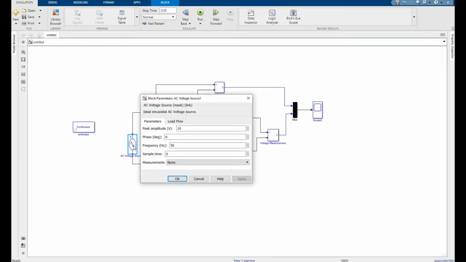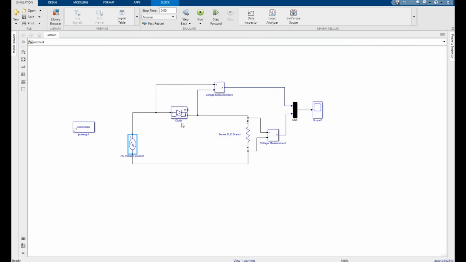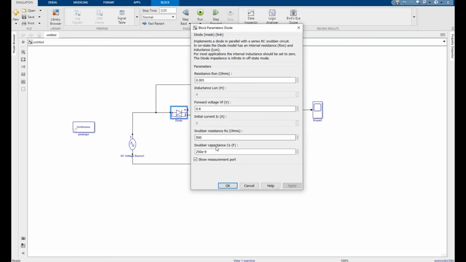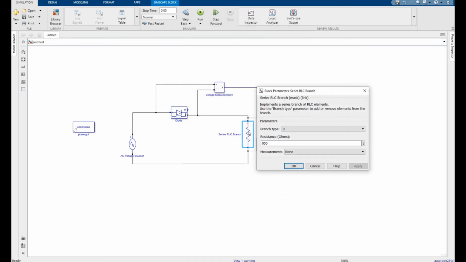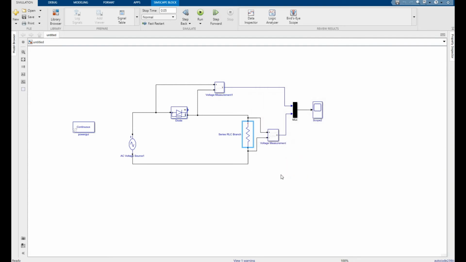For the AC voltage source I have 10 volts with a frequency of 50, right? I do not make any changes in the diode. All its values are as they are by default, and I make the series RLC branch just R and give a value of 50 ohm, right? This is a simple circuit, and I will simulate this circuit for 0.05 second. Run this. The run is done.